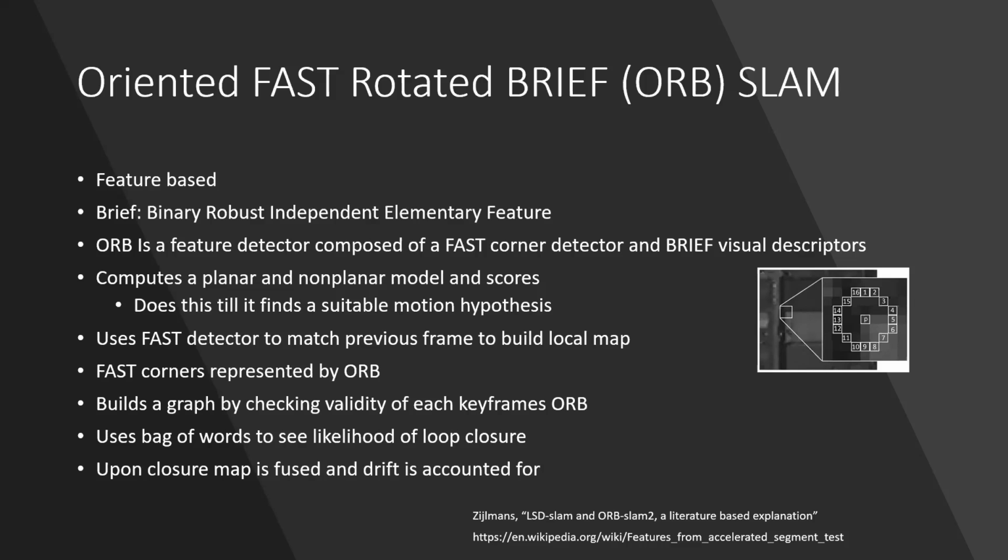And then it uses that FAST detector I was talking about to match the previous frames and to build this local map. FAST corners are represented by ORB. It starts to build this graph by checking the validity of each keyframe's ORB to each other and to itself. And it uses a bag of words to see the likelihood of this loop closure. And so bag of words is a really interesting idea. It's used in other vision ideas, including object classification.